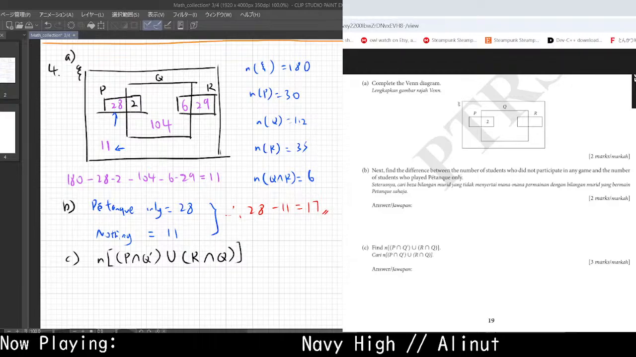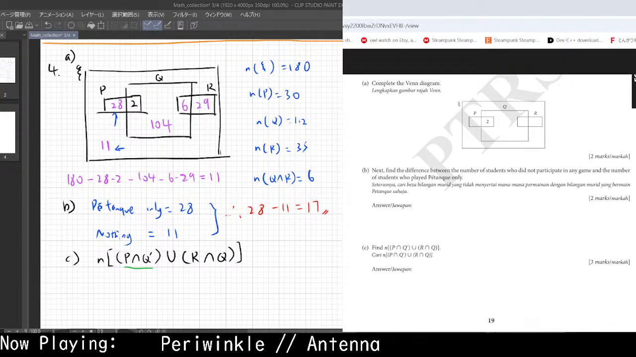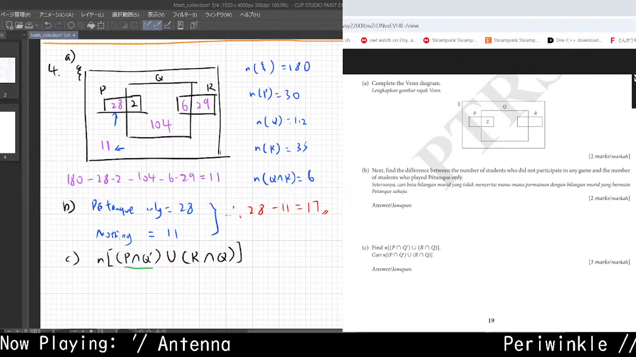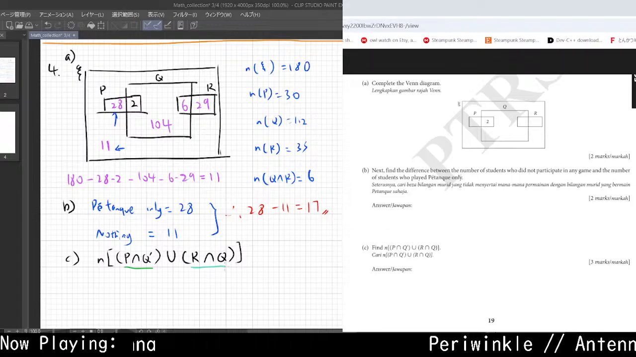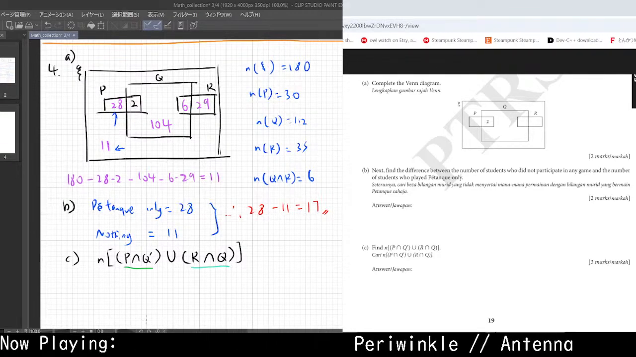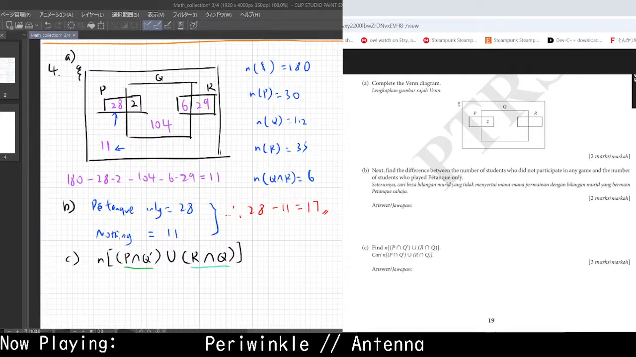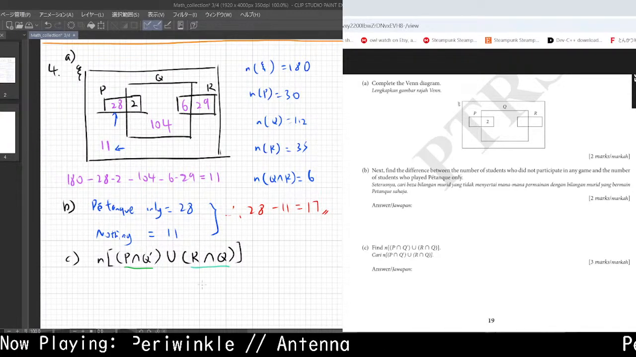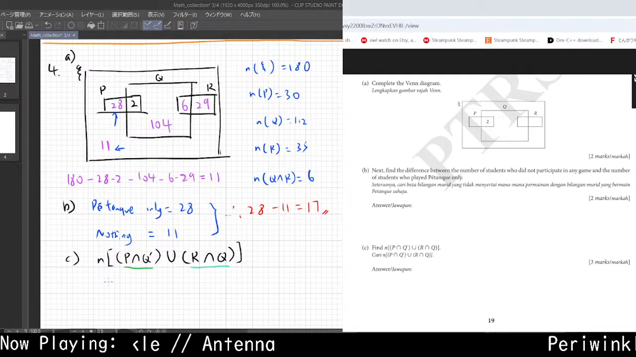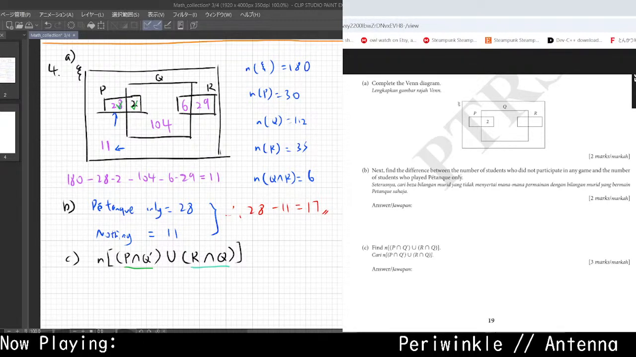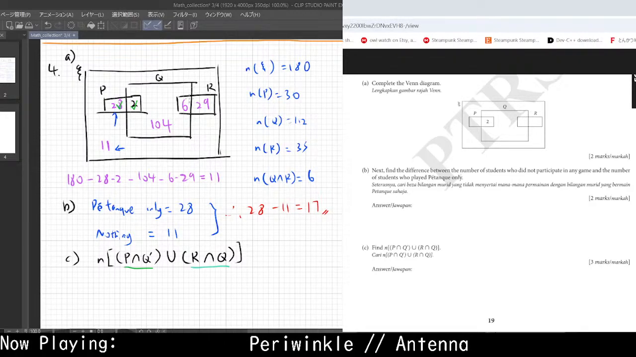So I'll use green for P and Q prime. I'll use light blue, turquoise-ish, for R and Q. Then union is the entire thing. So let me change layers so I can erase whatever I want. Okay, P and Q prime, P and Q prime intersect. P is here. Tick. Q is inside this entire thing. So Q prime with everything is outside it.